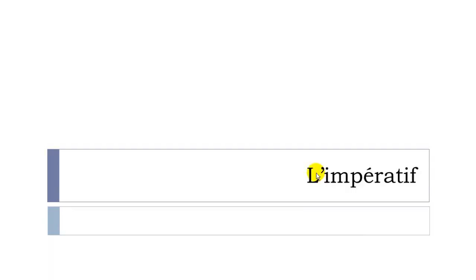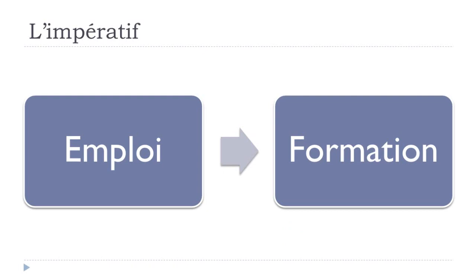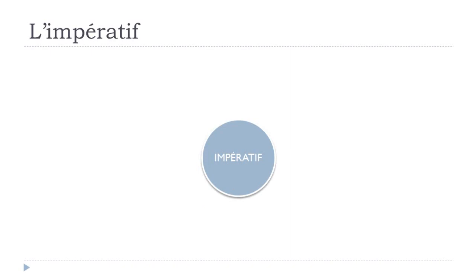L'impératif. Okay, so as usual, when we see a tense, we first work on l'emploi, so when do we use it? And then after that, we'll see la formation, so how do we construct this impératif form? Okay, but then first, of course, l'emploi. So when do we use the impératif? Well, it's quite simple. We've got three main uses of l'impératif.